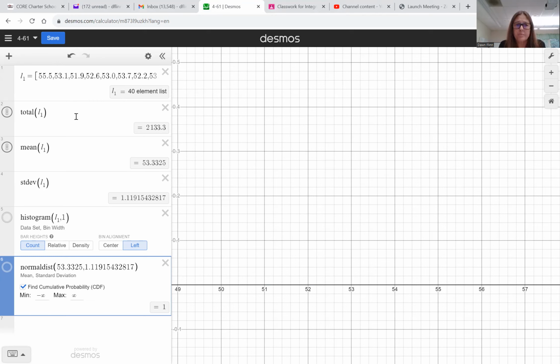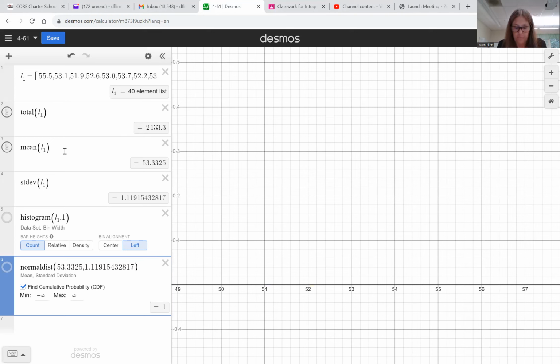When I was done with that, I wanted to make sure that I didn't misspeak or mistype any numbers. So if you just type the word total and then open some parentheses and put L1 in there, because that's my list, it'll give you what we call a checksum. There's a checksum in your book on the original problem 4-61, so you can see if those match. If they match, you didn't mistype anything and all your data is correct before you start working with it. So I've been asked to recreate a histogram.